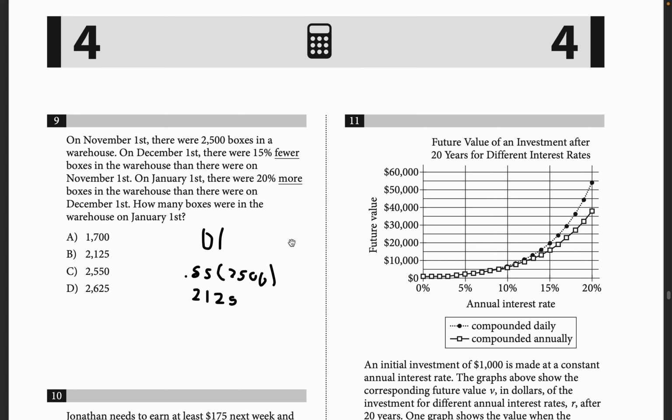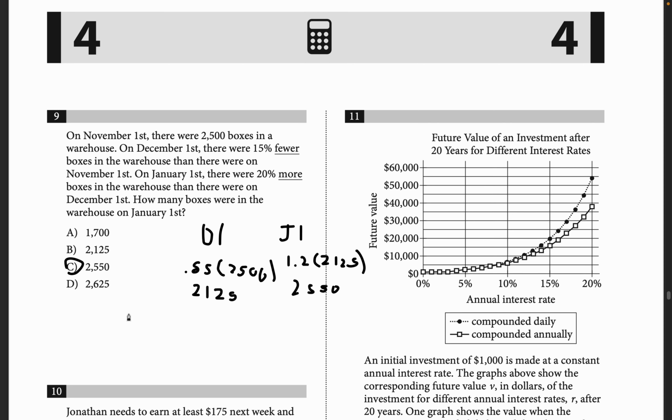Okay, I did that wrong. January 1st, there was, okay, so 1.2 of the 2,125. And that will be, let's see, probably 2,550. How many boxes were there on the, oh, we just calculated it. That was pretty easy. 2,125 is the trick answer. That's for December.